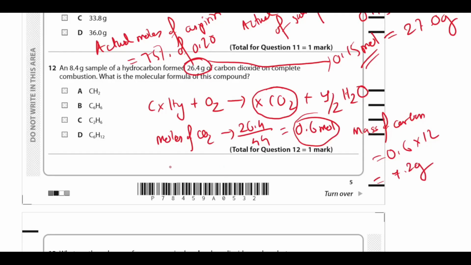So what will be the mass of hydrogen? Well, the mass of hydrogen is pretty simple. We can just find the mass of hydrogen by subtracting from the total sample mass. The total sample's mass is about 8.4 gram. So mass of H would be 8.4 minus 7.2, so that would provide us 1.2 gram.